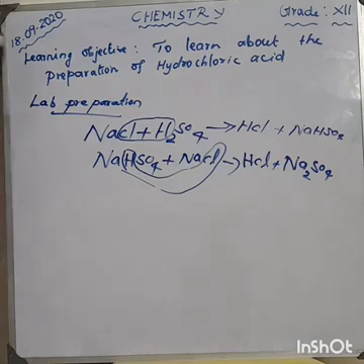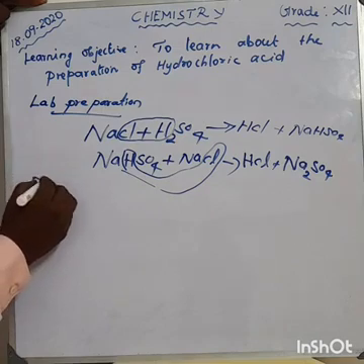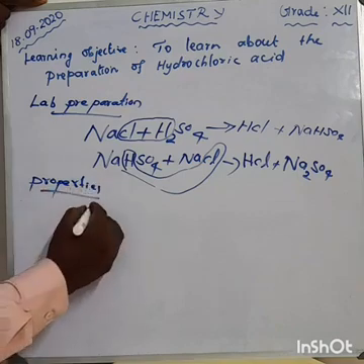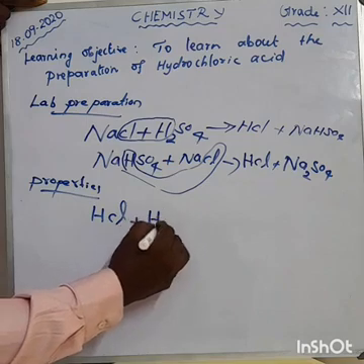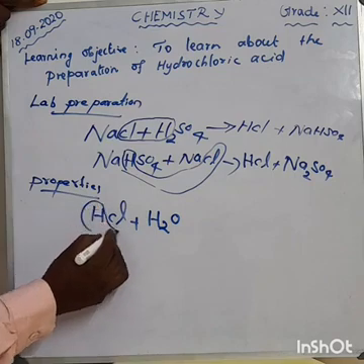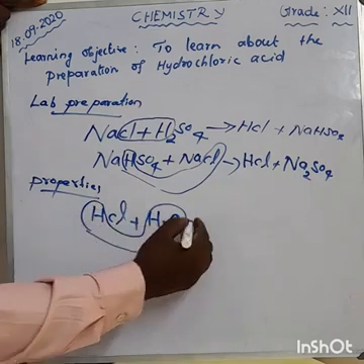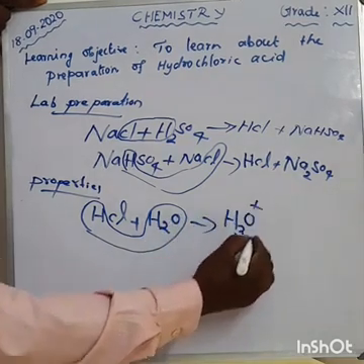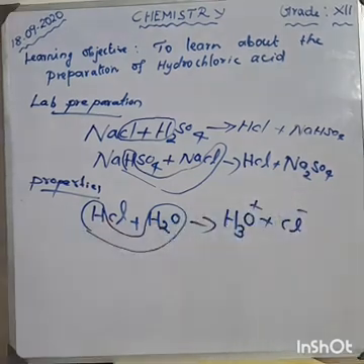Hydrochloric acid reacts with the water. Can you say what's the product? This hydrogen combines with the water molecule, and we get H3O plus Cl minus ion.